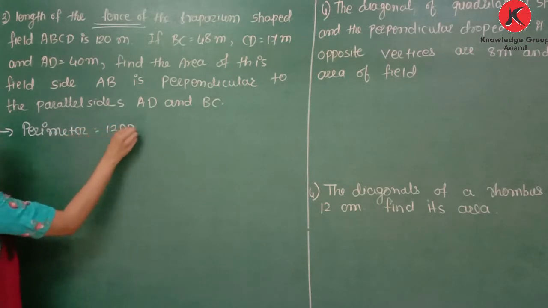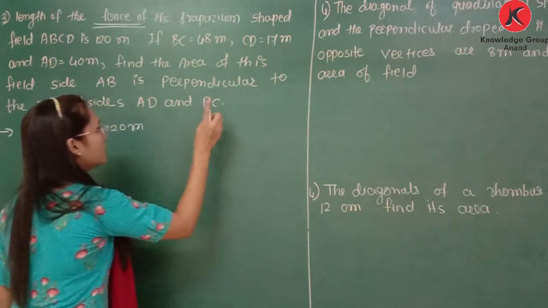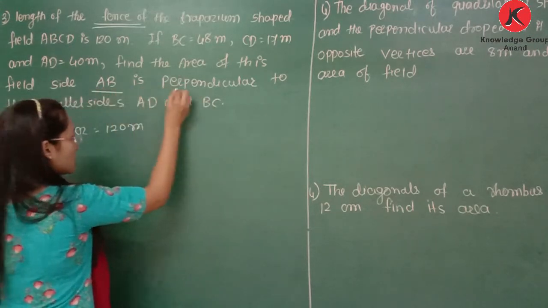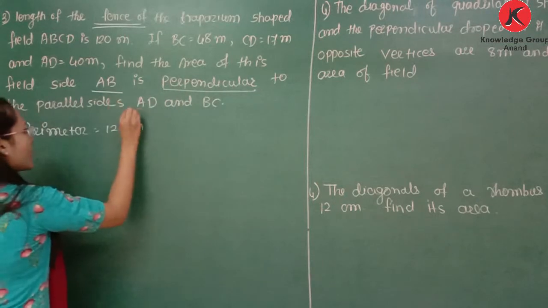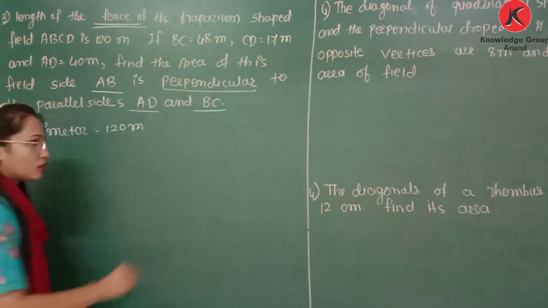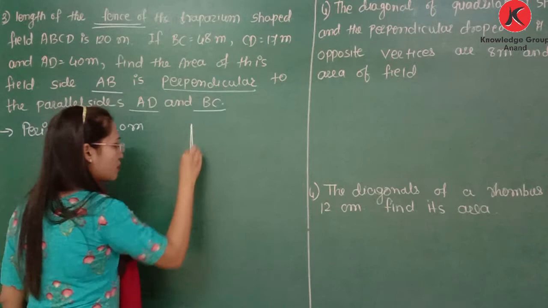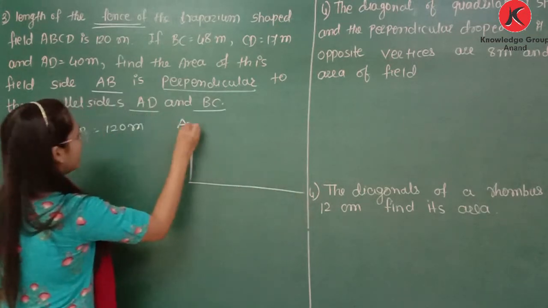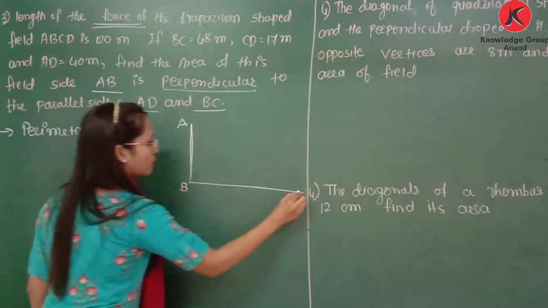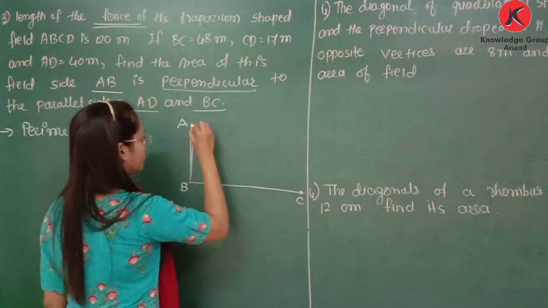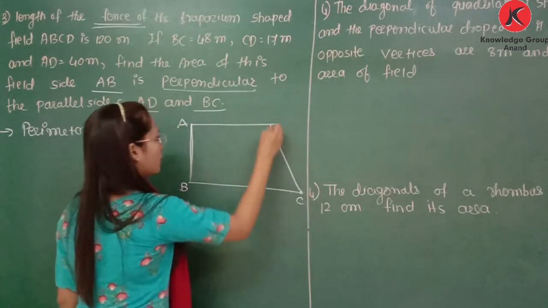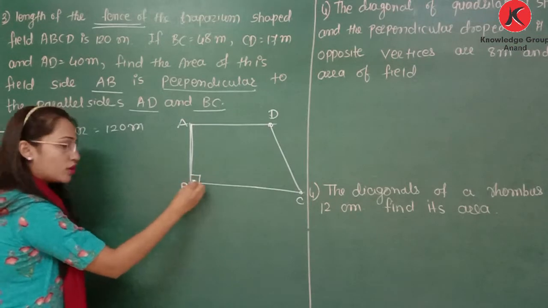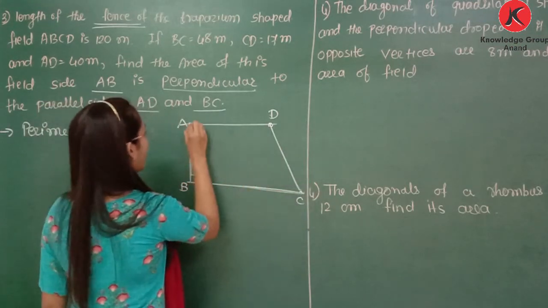perimeter is 120 meter. Now if we draw a trapezium, here it is written that AB is perpendicular to the sides AD and BC. So perpendicular means it is making a right angle. So let's consider this AB. So that will be BC and this will be A. So now you can see AD is perpendicular to BC and AB.